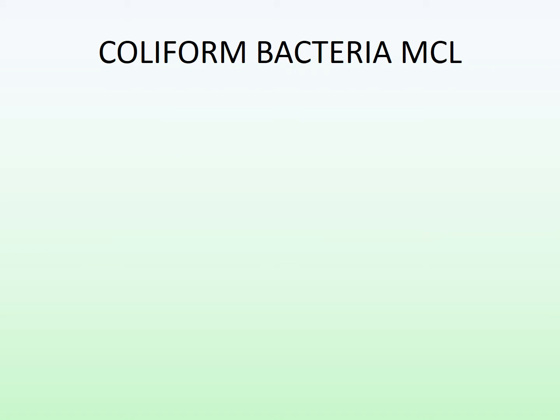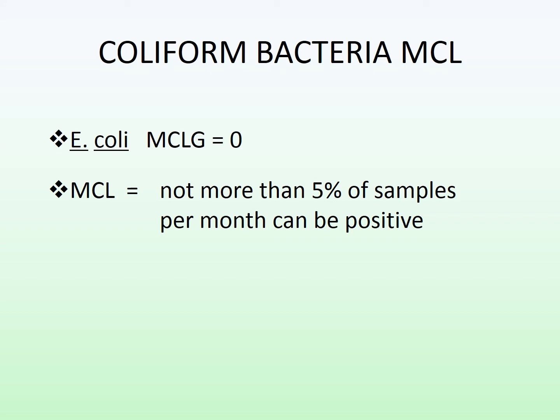So we basically have a coliform bacteria MCL. Remember MCL, EPA standard? Our E. coli MCL goal is 0. We want no coliform bacteria present in water samples. If we have no coliform bacteria present in drinking water samples, we're pretty much assured that our drinking water is not contaminated with human or animal waste. The way we do a test, our MCL is we use what's called an MPN test. Not more than 5% of the samples per month can be positive. Depending on how big your public water system is determines how often you take and do an E. coli test. But the EPA says that not more than 5% of the samples taken by your public water system per month can be positive.